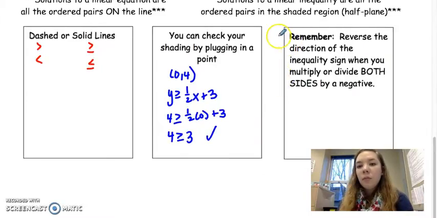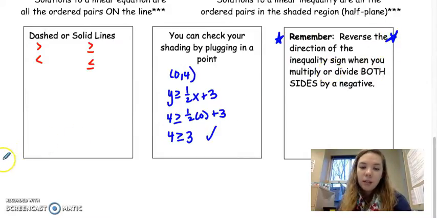The last thing we need to remember is that we have to reverse the direction of the sign when you multiply or divide both sides by a negative. So that's something we again talked about at the beginning of the year, but you need to remember to do that when you are graphing these.